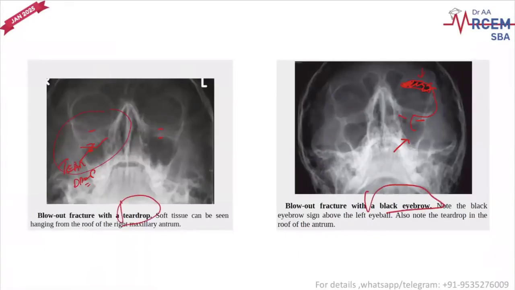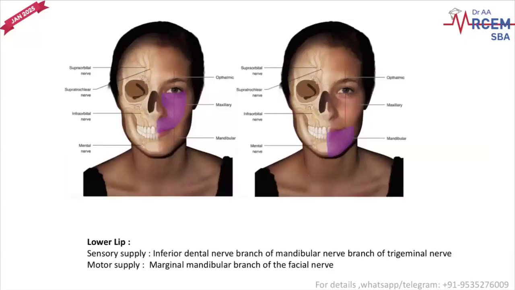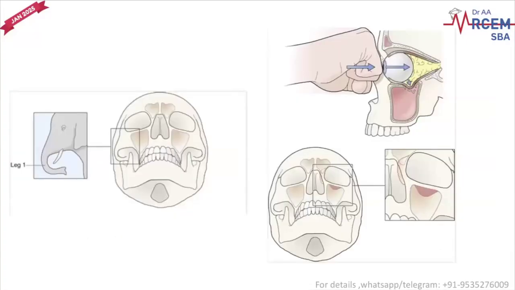So those are the two things you need to be aware of: teardrop sign and eyebrow sign. Very simple to pick it up is to just look at the thickness. The thickness is increased here, so I'm suspecting an orbital floor fracture. Few more things you need to be aware of.